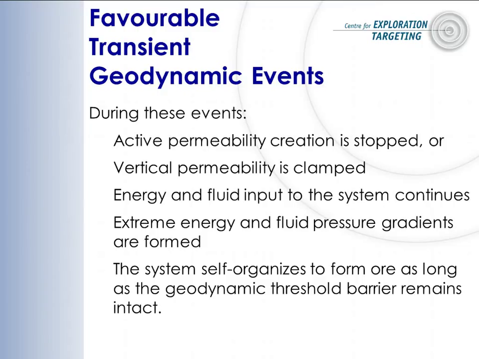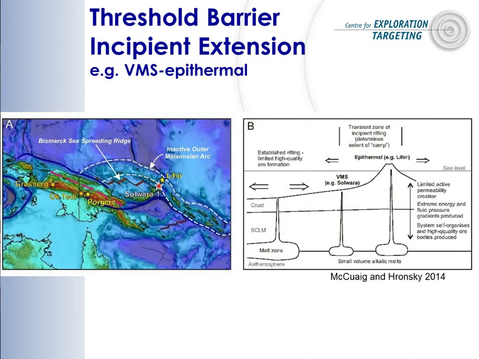And as long as I keep the conditions in place, I'm in the ore-forming window. As soon as I go into the next regime, very classic, no more high quality ore. So there's a whole bunch of systems we can talk about like that. This is an example of Lihir, a very large epithermal gold deposit, and Solwara, a very gold-rich VMS deposit. Two separate bins, actually the same geodynamic trigger, incipient extension. So with incipient extension, you're forming the high fluid pressure and energy gradients, you get the high quality ore. As soon as you have the back-arc rifting established, no more high quality ore formation. It's only at the time of the incipient rifting.